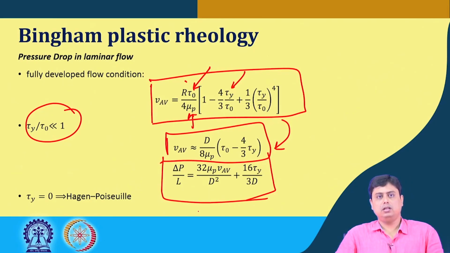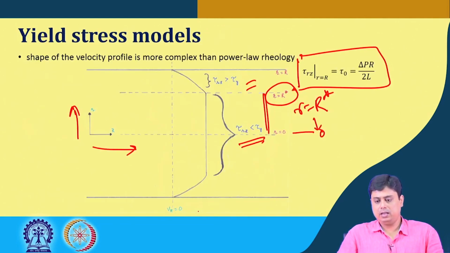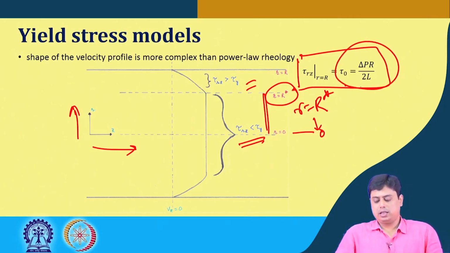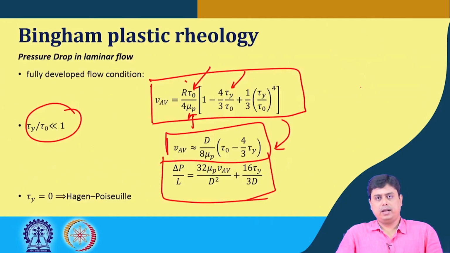If we write the tau 0 in terms of del P, we have seen this expression at the wall. So, if we do that, we find that del P by L has an expression of this, and this is the expression for Bingham plastic rheology.